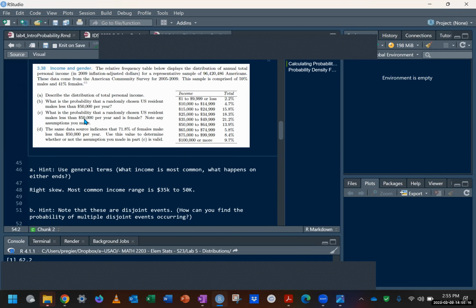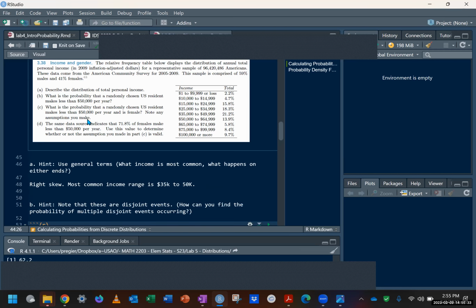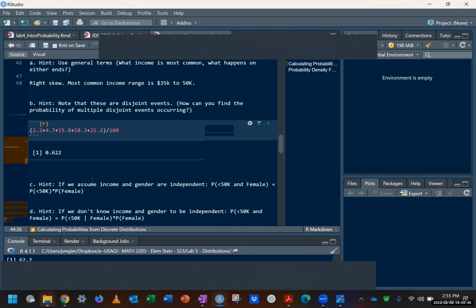Now, what's the probability? Part C is adding another dimension to this. We know the percentage of male and female: 59% male, 41% female. It's a little bit more skewed to males working in this sample. What's the probability that a randomly chosen resident makes less than 50,000 and is female? If we want to find that, here we go. We've got this joint probability.